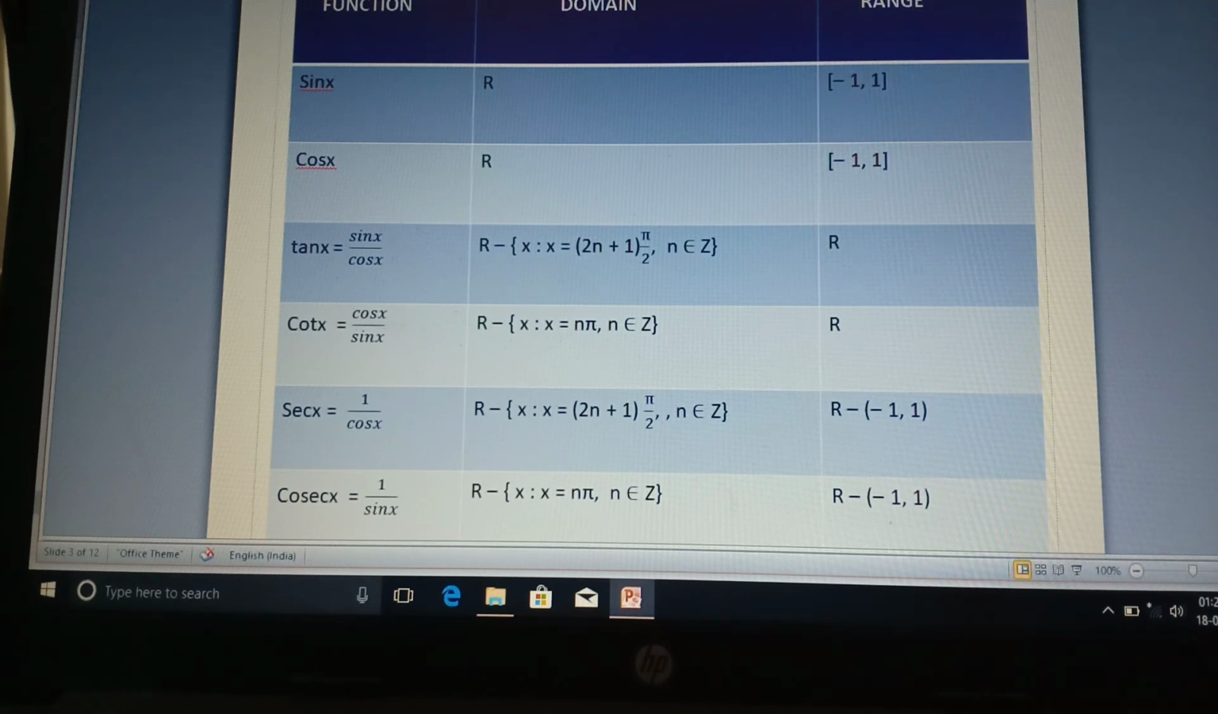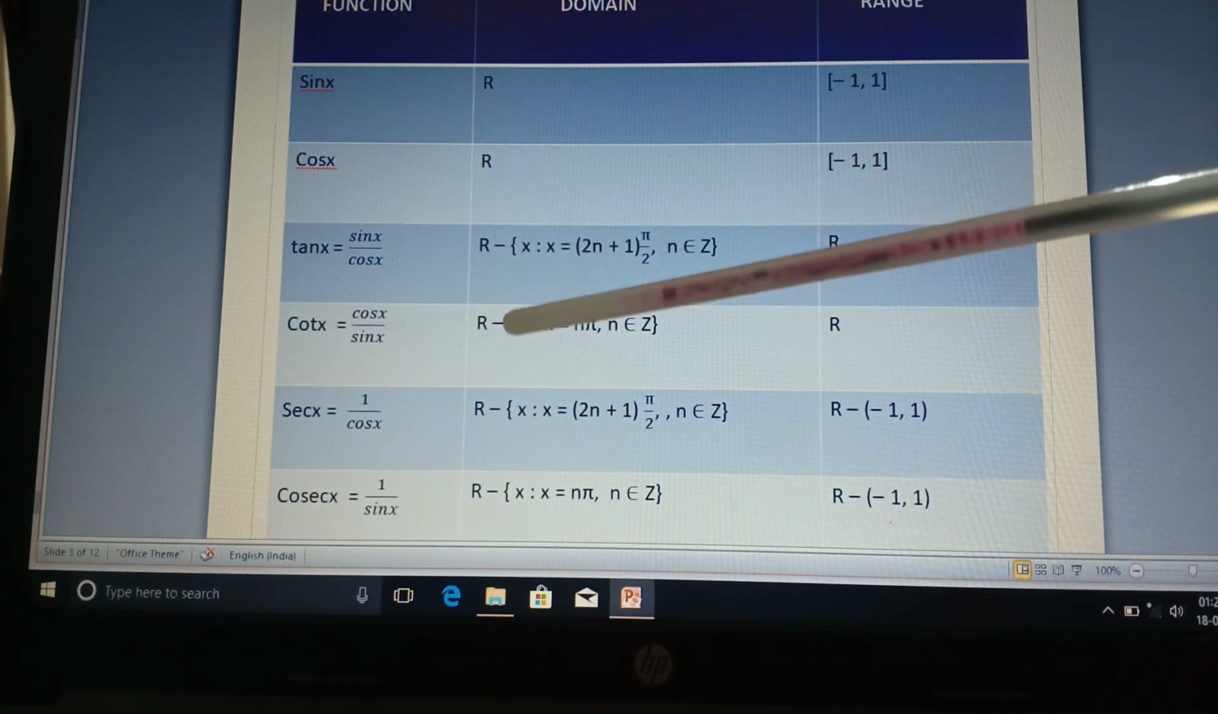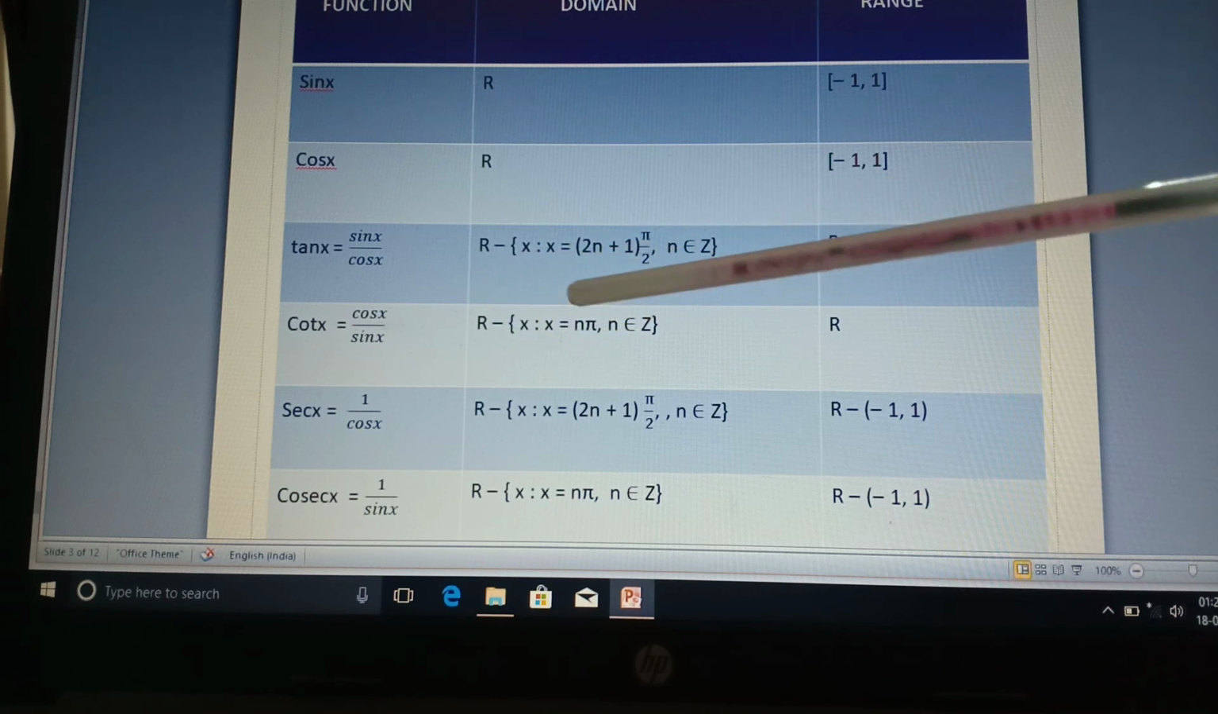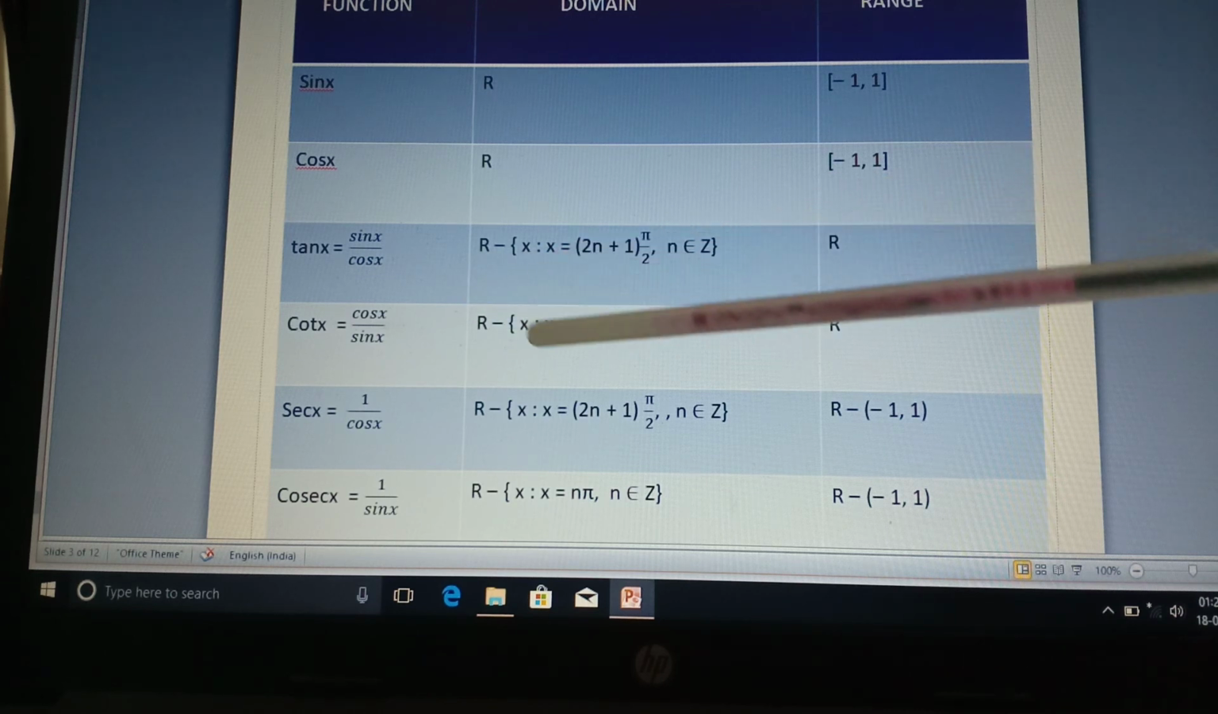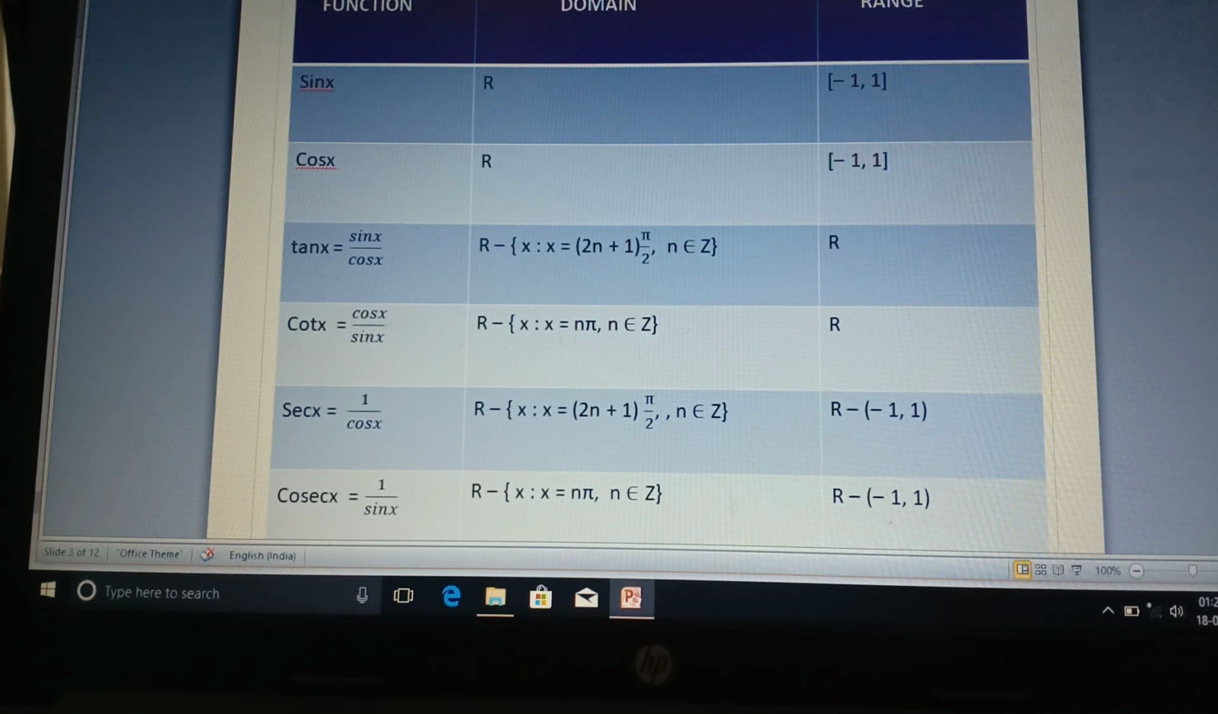Cot x is cos x by sin x. Sin x is 0 when x is an even multiple of 90. So the domain of cot will be R minus x such that x equal to n pi, n belongs to Z. This is the even multiple of 90 and the range of cot is R.